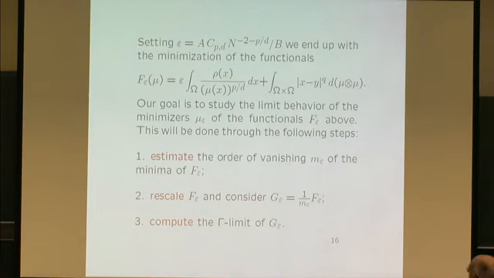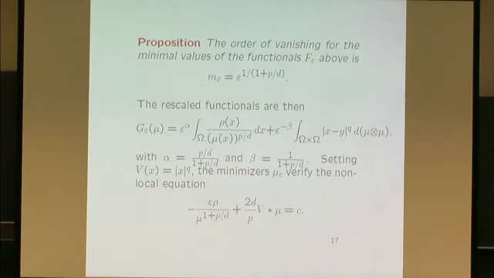The procedure is quite well known. You have to estimate the order of vanishing, because when epsilon goes to 0, everything vanishes. First you have to estimate carefully this order of magnitude, then you have to rescale the cost, and then you have to pass to the limit of the rescaled cost. So this is a three-step procedure, and in this case it can be done, and this is what we obtain.